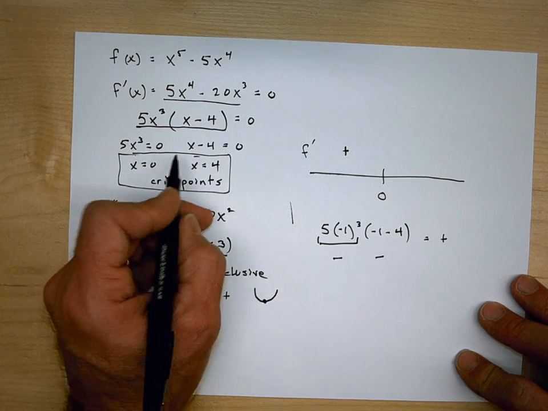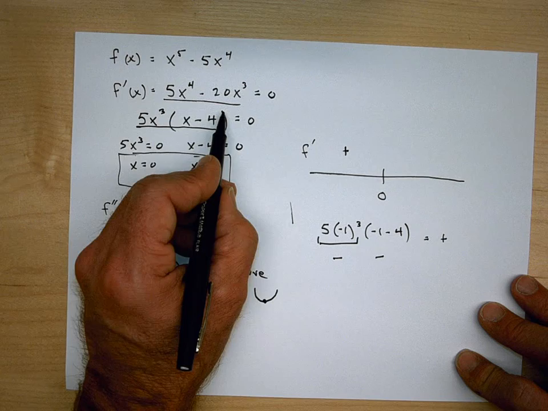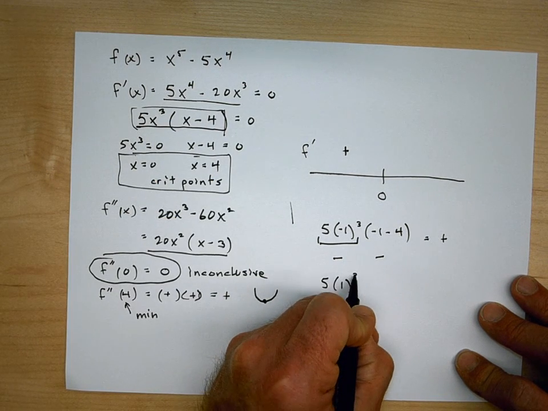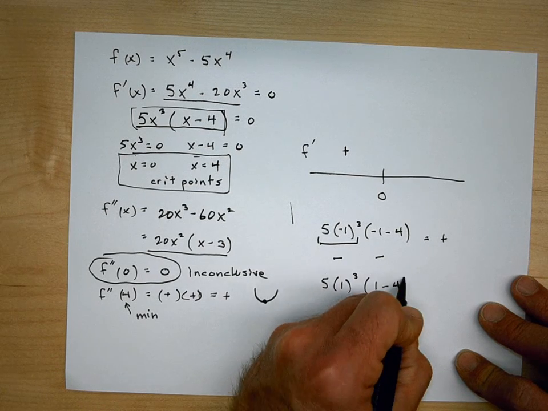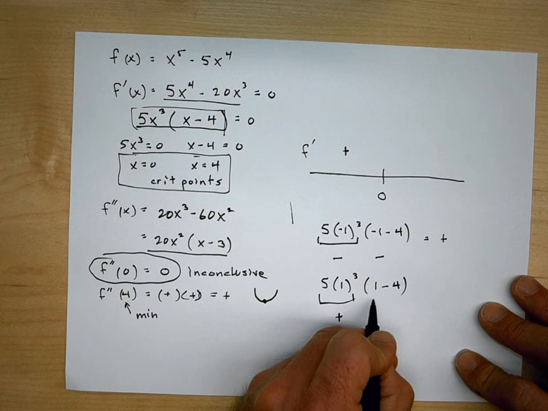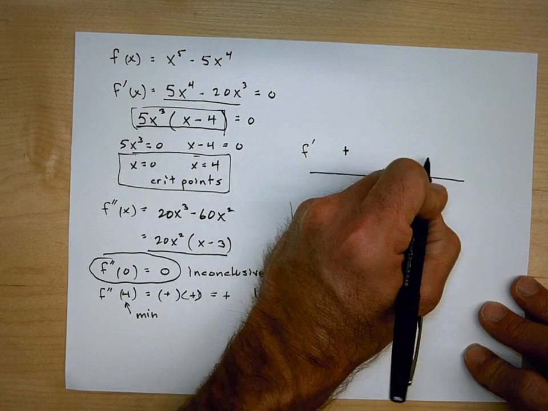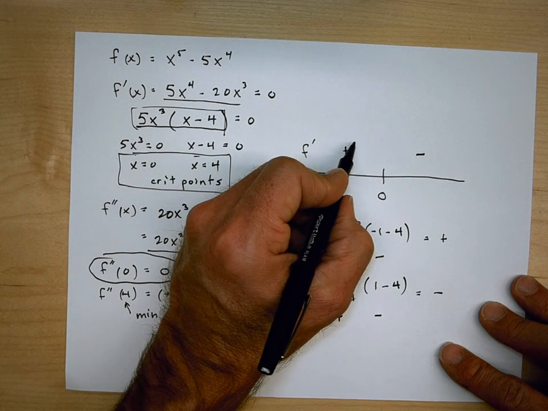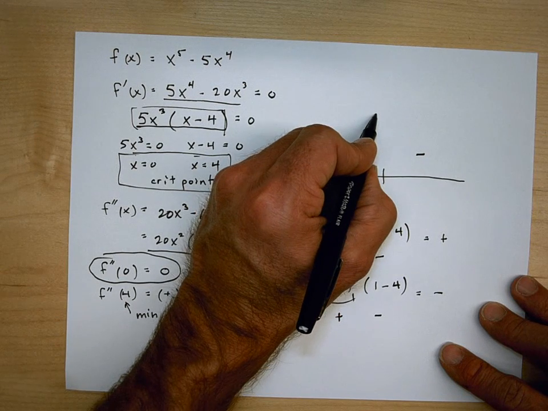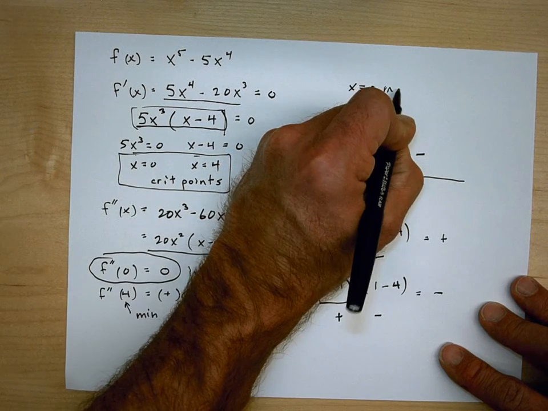The function is increasing here. And then let's try the other side. We could put in 1 to our first derivative here, okay? So if I put in 1, I have 5 times 1 cubed times 1 minus 4. So 1 cubed is 1 times 5, so this piece right here is positive. And over here, 1 minus 4 is negative, so the product is negative. So what I have is it's increasing, it's 0, and then it's decreasing. So clearly at x equals 0, I have a max.